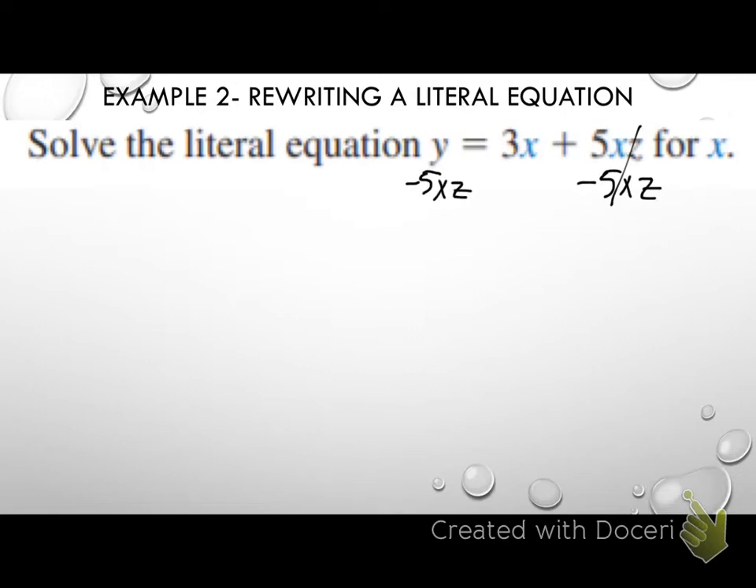Can I combine y and negative 5xz? No. So I'm going to write y minus 5xz. I get 3x on the right. Wait. Oh, that y. Yeah, I see that y. Pay attention to the y. What would I do next here?